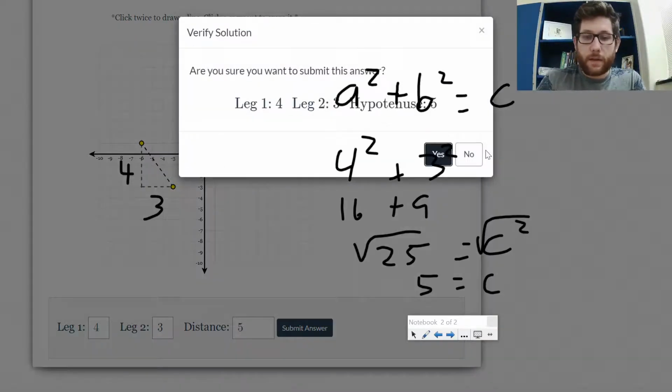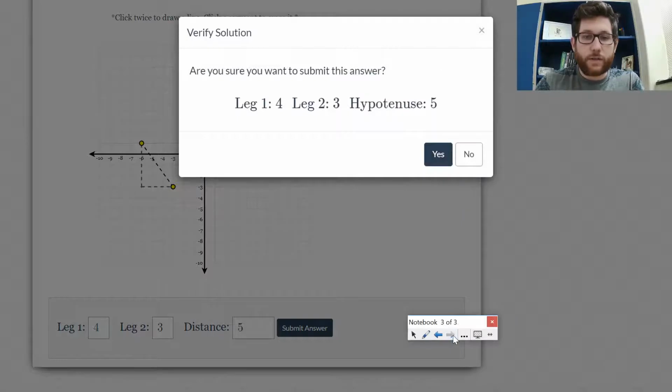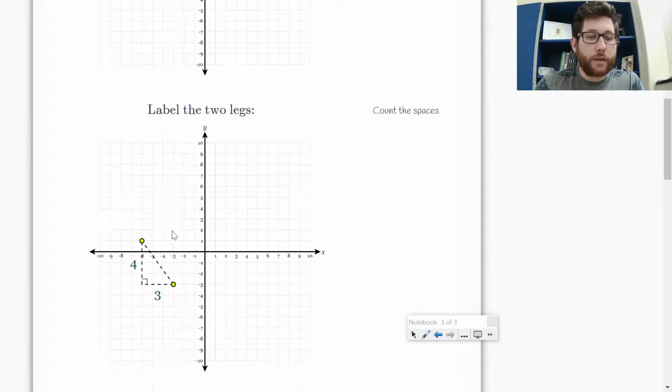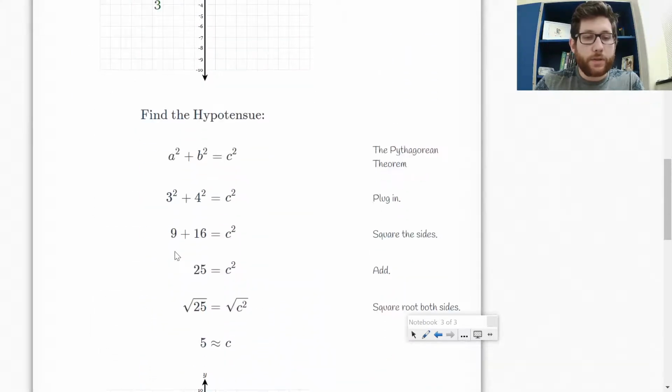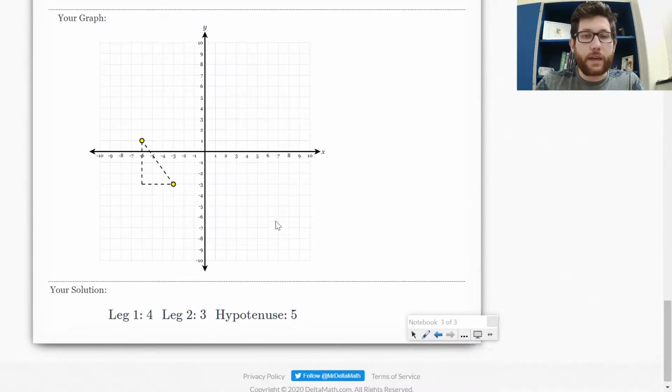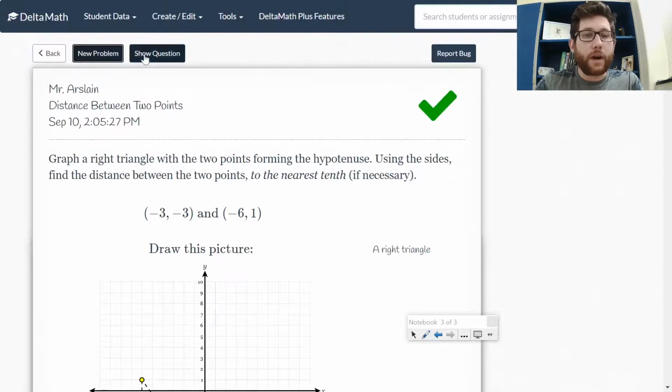All right, let me clear this out of the way so we can actually see. And so it wants to check. And we plug it in and it looks good. Notice it draws the triangle, it gives us the numbers, does the a squared, b squared, c squared just like us. So if you make a mistake, it'll show you exactly where you might have gotten it wrong.